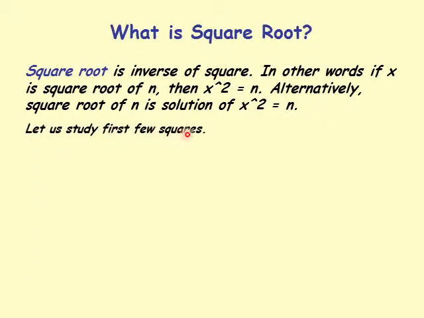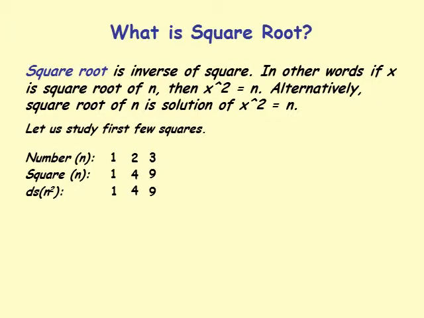Let's study the first few squares. We're going to look at some numbers, their squares, and the digit sum of the squares. The first number is 1, its square is 1, and the digit sum of the square is 1. Number is 2, its square is 4, digit sum of the square is 4. Number is 3, its square is 9, digit sum of the square is 9.